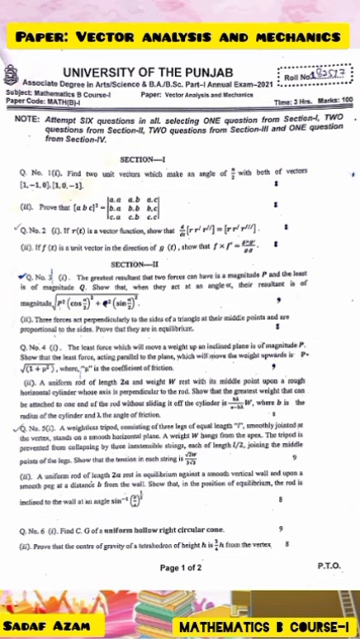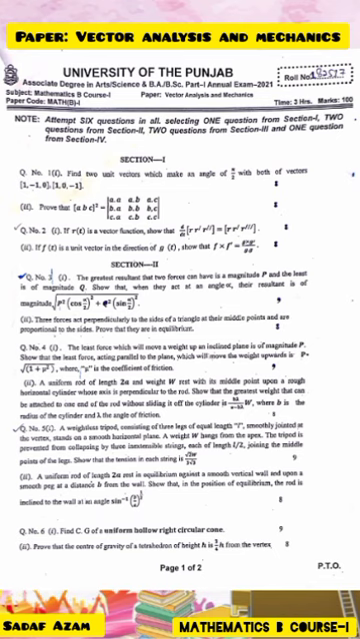Question number 2. 1. If r(t) is a vector function, show that d/dt [r, r', r''] is equal to [r, r', r''']. 2. If f(t) is a unit vector in the direction of g(t), show that f cross f' is equal to g cross g' over g dot g.